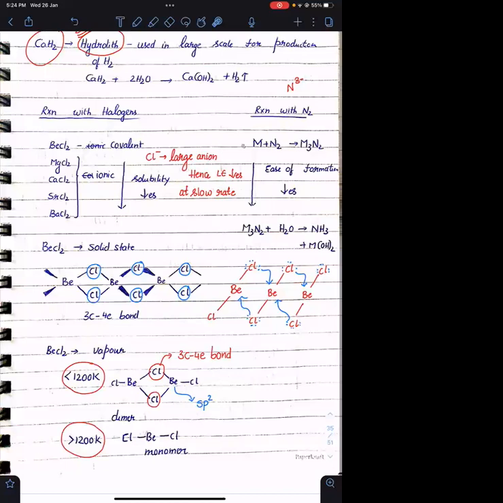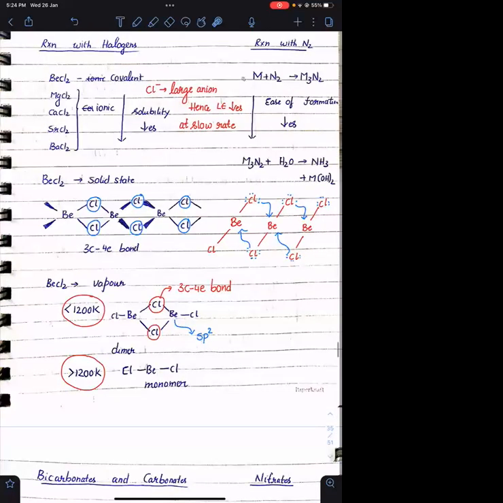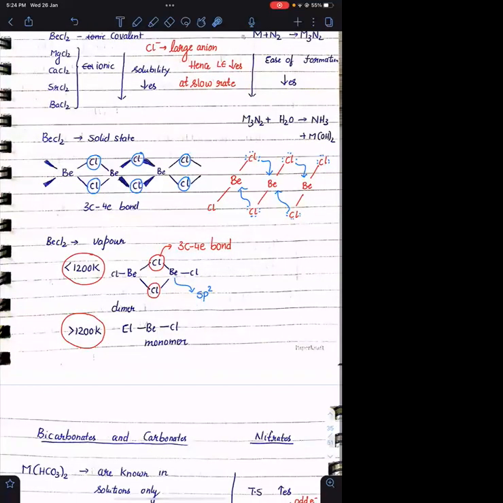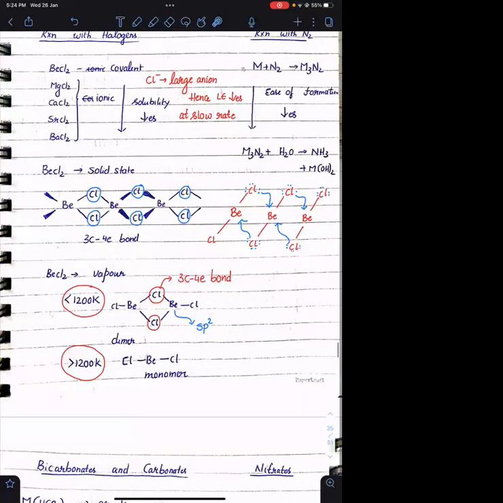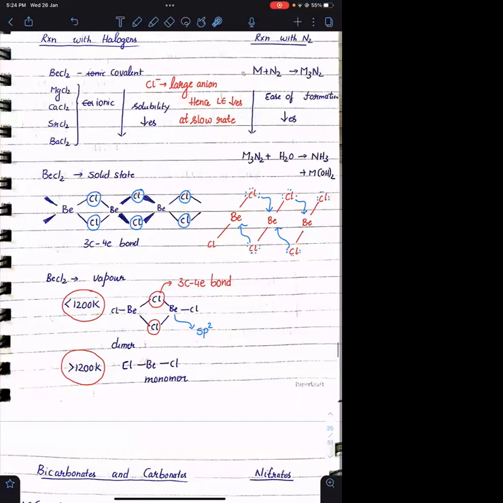Okay. In the vapor state, at less than 1200 Kelvin, it exists as a dimer. Again you have 3 center 4 electron bonds, but it is still electron deficient here because you have 1 2 3 4 5 6 electrons. So this is electron deficient. The monomer is of course electron deficient. Is that clear? And this being covalent, because of their greater covalent nature their melting point will be lesser, and all the others are ionic, so their melting points will be higher. Okay.